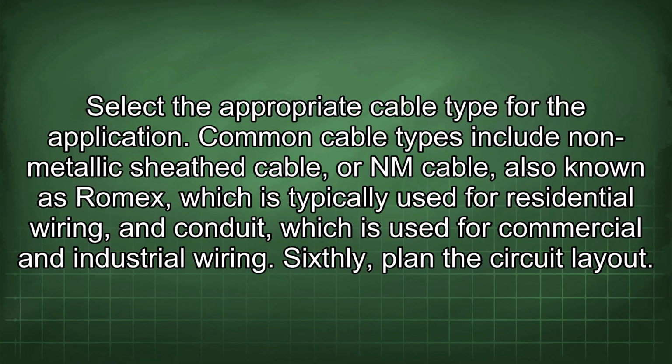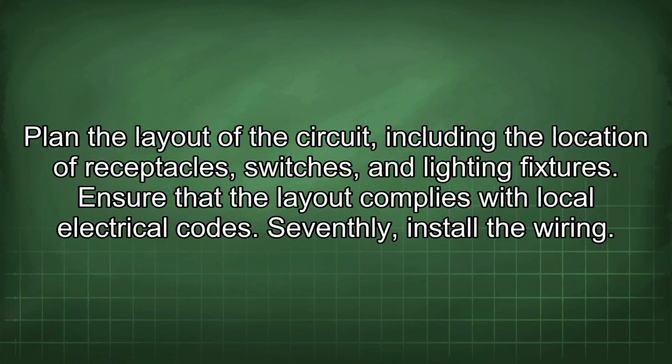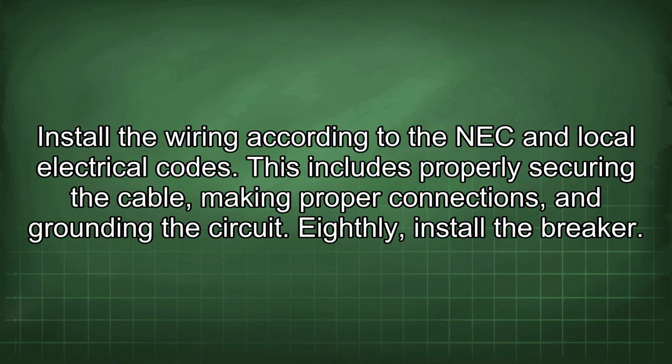Sixthly, plan the circuit layout. Plan the layout of the circuit, including the location of receptacles, switches, and lighting fixtures. Ensure that the layout complies with local electrical codes. Seventhly, install the wiring. Install the wiring according to the NEC and local electrical codes. This includes properly securing the cable, making proper connections, and grounding the circuit.